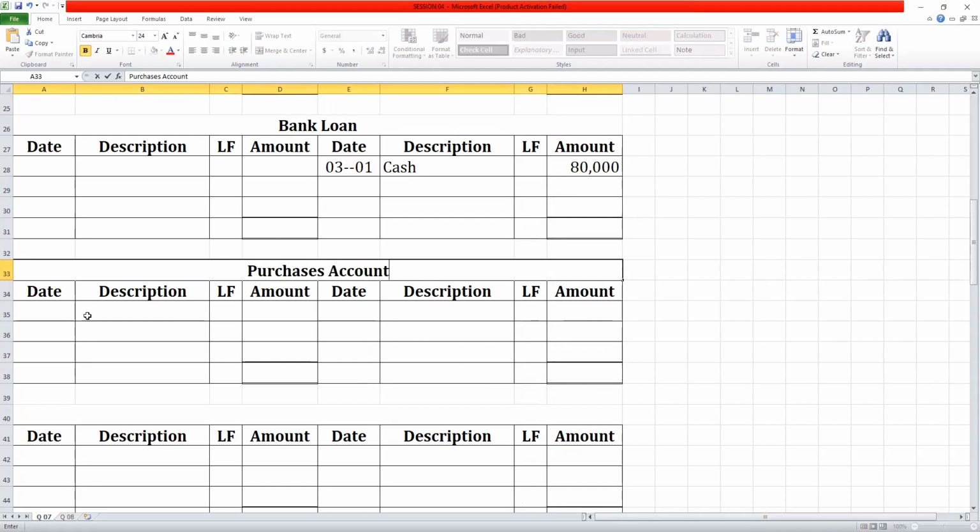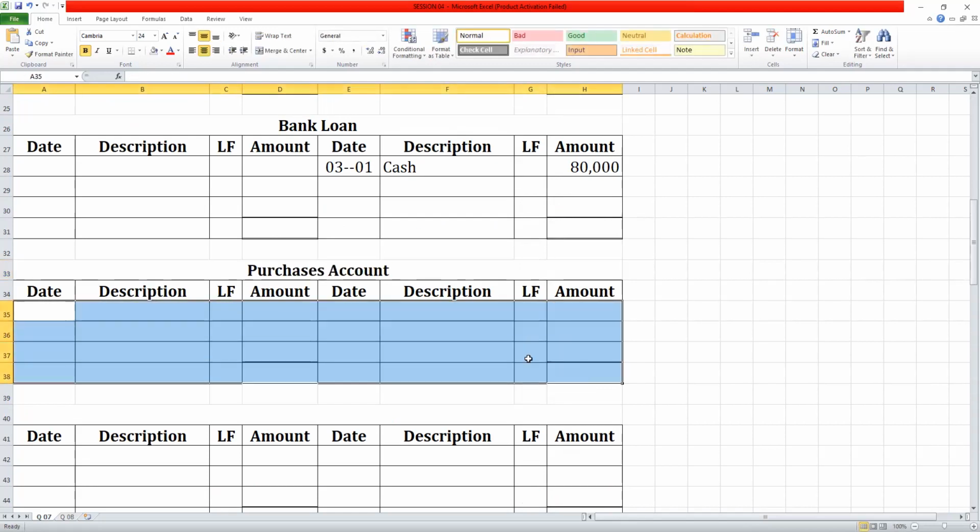What is the category of the purchases account? Very good, Sanuka. Purchases is an expense. Now, when you have purchased goods, what happens? For the business, it increases purchases. Date, 9th of January. It's a cash purchase. Here, the description is cash. Amount is 50,000.